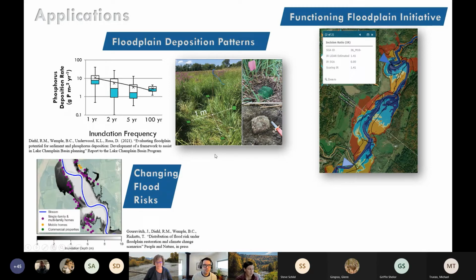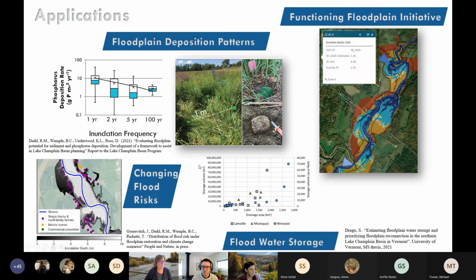Other applications: Jesse Gorovich, who worked on the first phase with me, used these HAND maps to evaluate changing flood risk. By that, I mean how these flood risks throughout the Lake Champlain Basin are changing with climate change, but also how we might mitigate them with some restoration interventions, and also what the distribution of these flood risks is across different socioeconomic classes.